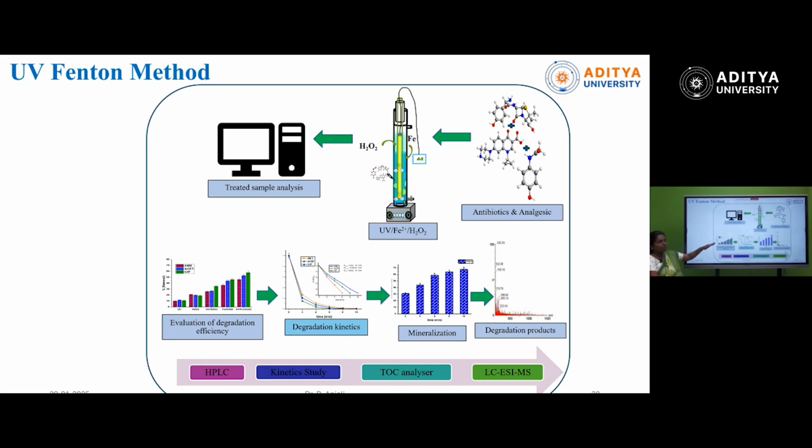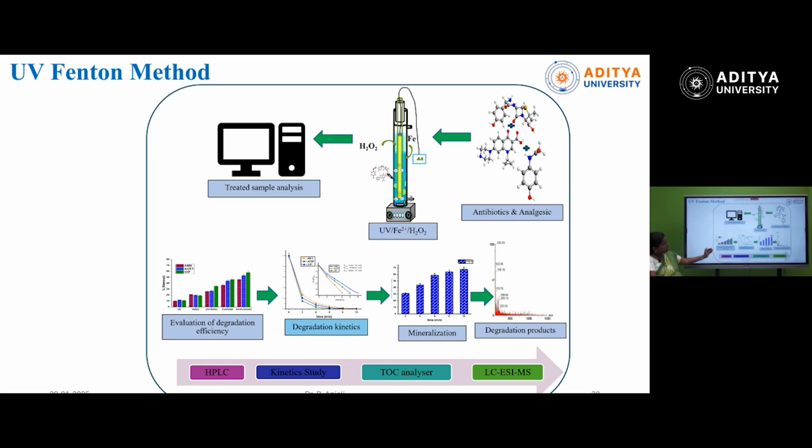Once the reaction runs, same as here, we need to optimize the parameters. Here I optimized Fe, H2O2, pH, and concentration. The pollutant concentration I also varied. Based on that, I optimized the conditions. That has been analyzed by the HPLC column or HPLC method.